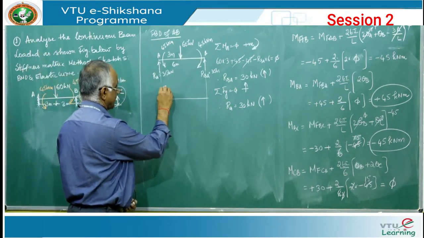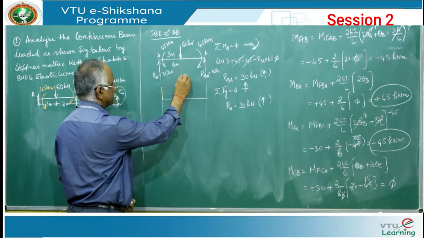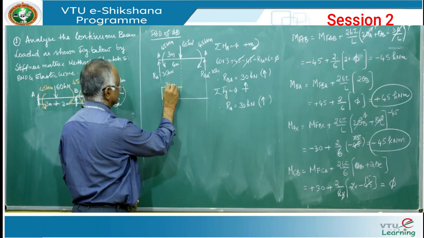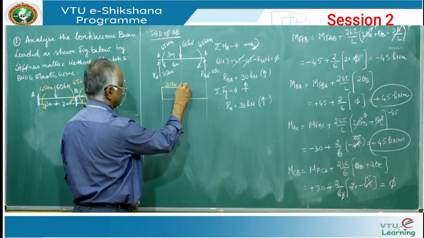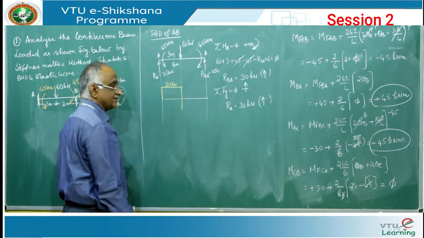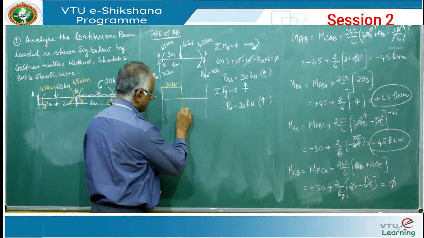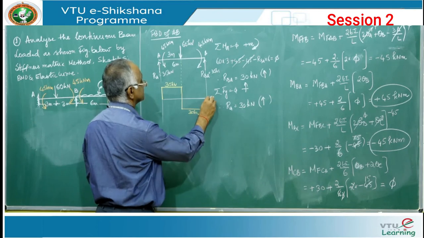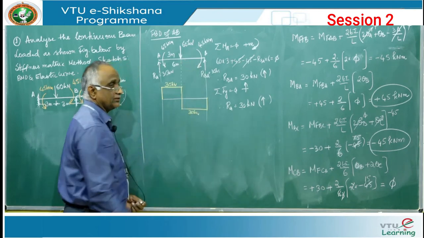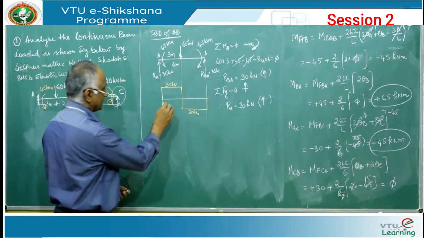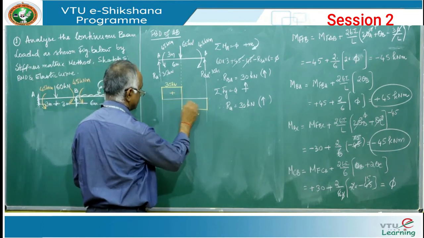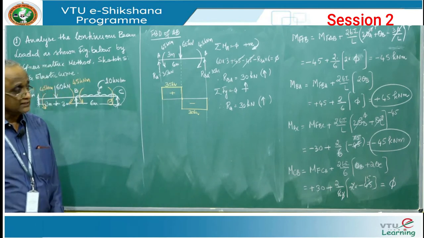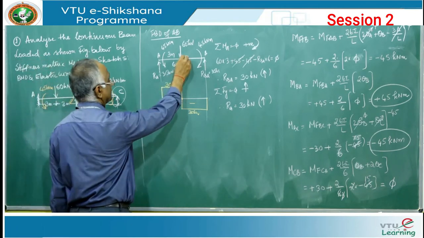30 acting upwards, reaction transferred to this point, it is constant, so the value is 30 kilonewton. If you come down by 60, it will transfer to the negative side, 30, and it is constant, it is also 30. You can see there is a reaction here, upwards, of magnitude 30. It is plus and this is minus. And this is the point where the shear force is changing its sign. It is exactly under the point load.